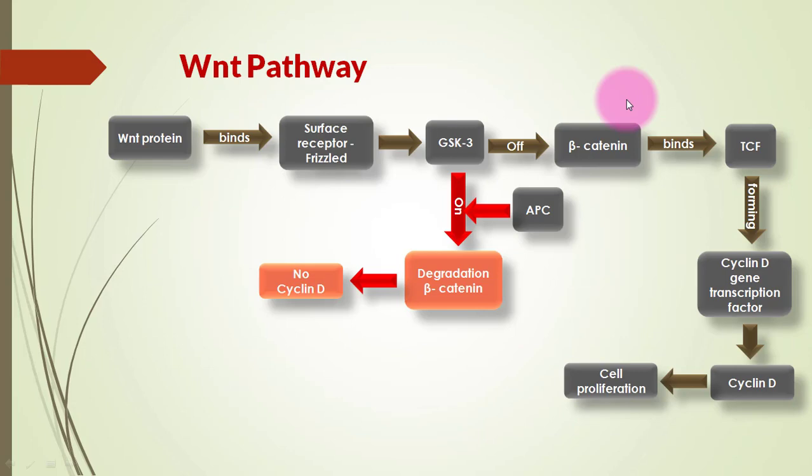We have another pathway through which cyclin D will be produced. This pathway is called the Wnt pathway, the Wnt signaling pathway. Wnt is a protein that is a mitogen.